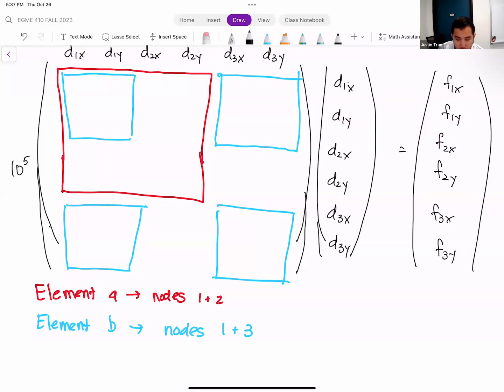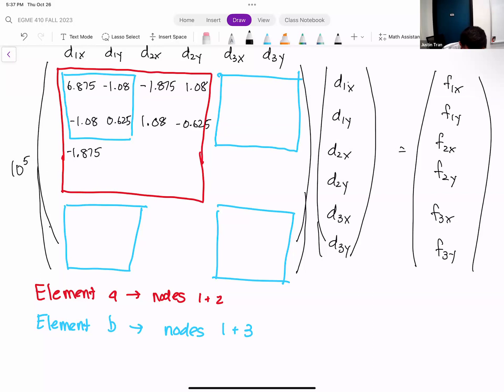Whenever we have overlapping entries, we just add them together. Just like in the previous example, to make our lives easier, I'm going to factor out a factor of 10 to the fifth. Then all the other entries look like the following. So 6.875, minus 1.08, minus 1.08, 0.625. Then we have minus 1.875, 1.08, 1.08, minus 0.65.